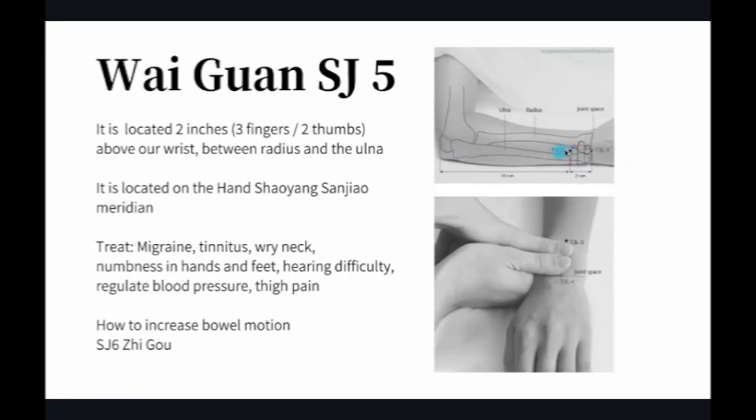This is located on the hand Shaoyang Sanjiao meridian, and it can treat migraine, especially migraine on the temple, on the side of your head, tinnitus, stiff neck, and numbness in the fingers or your hands and feet. If you have hearing difficulty on the left side, we can needle the right Waiguan point. This can also regulate our blood pressure and help with thigh pain.